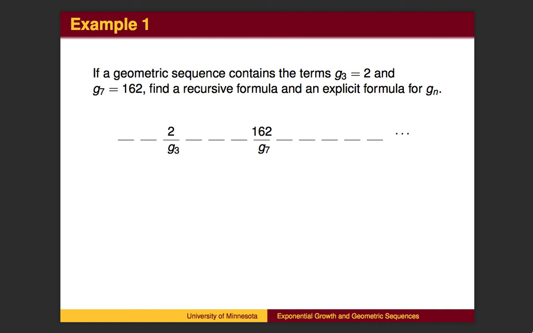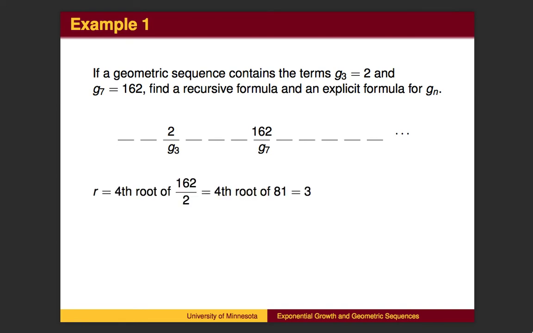Let's find formulas for this geometric sequence. G sub 3 equals 2 and g sub 7 equals 162. 162 divided by 2 is 81, so we accomplish a multiplication by 81 in 4 steps. In order to find the common ratio, we need to find a number we can multiply by itself 4 times to get 81. In other words, we need to find the fourth root of 81, which is 3.